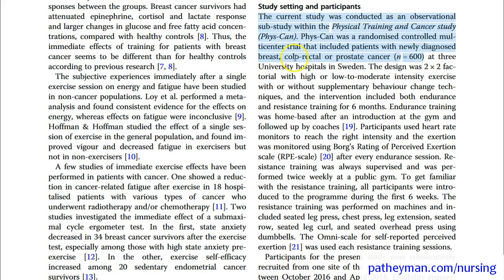And so they've got breast cancer, colorectal cancer, or prostate cancer. So one of the questions you have to immediately ask yourself is, are those three cancers representative of all cancers? Or maybe it's not. And the answer is, well, you have to make that decision.